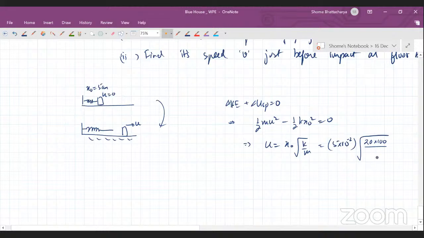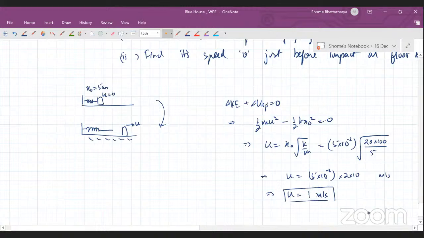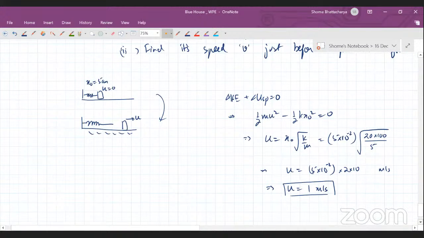So 2000 Newton per meter divided by 5 kg. So u will become 5 into 10 raised power minus 2 into 2 into 10 in meters per second. So u is becoming how much? 1 meter per second. This is the projection speed from the top of the table.